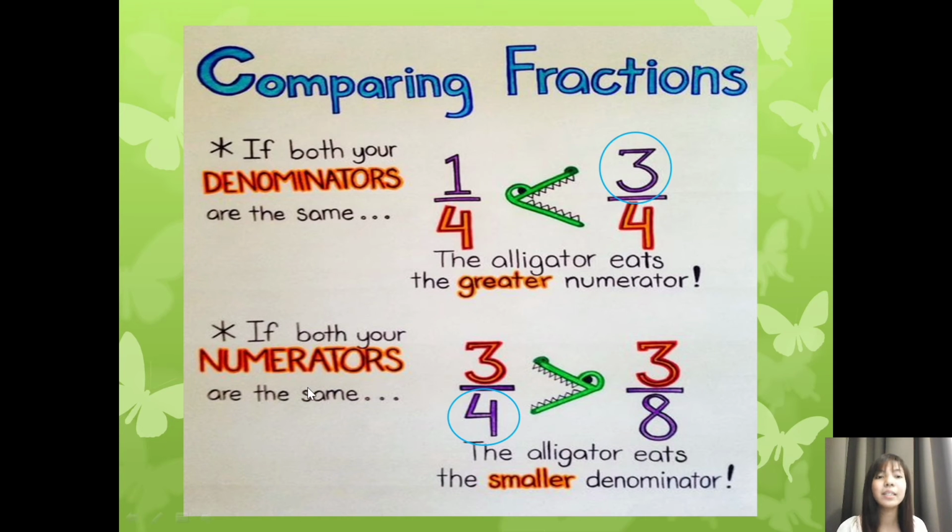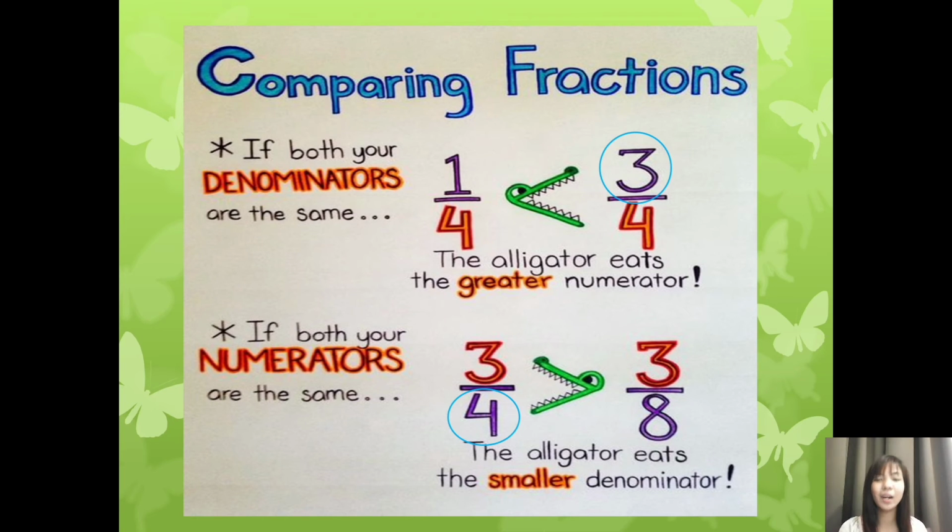Next here again, if the fractions have the same numerator, look at the denominator. We have 4 and 8. The smaller the number, the greater the value of the fraction. Understand? That's why we have the greater than symbol. 3 fourths is greater than 3 eighths. So again, the alligator eats the smaller denominator because it has the greater value, 3 fourths. Understand? If you need to review this lesson, just replay this video.